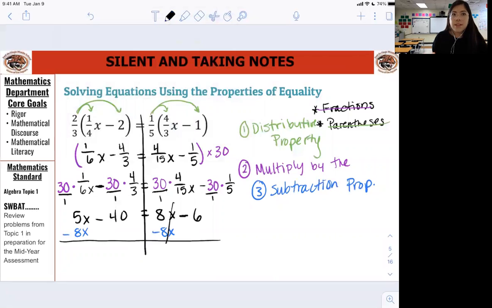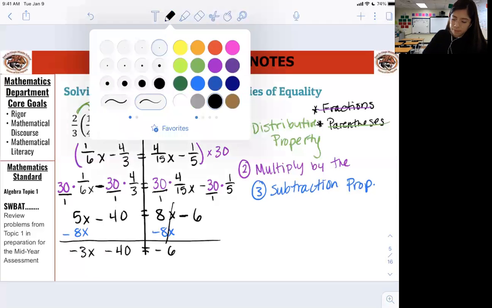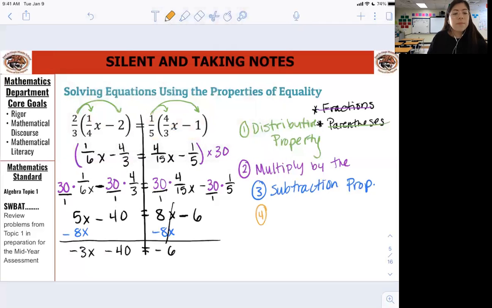All right. 5 minus 8 is -3. Okay. Next step. What do I do here? Addition. What am I adding? 6? Do I want to move the 6 over? We're not adding the 6, we are adding the 40. The 40. Good.